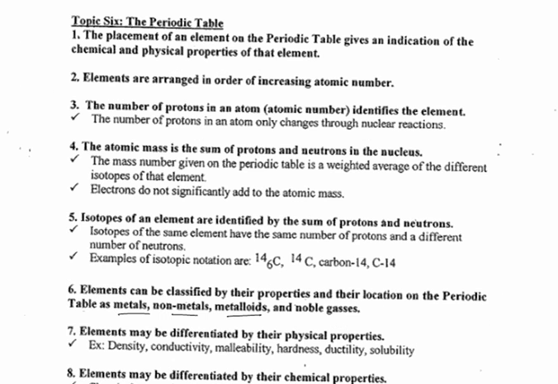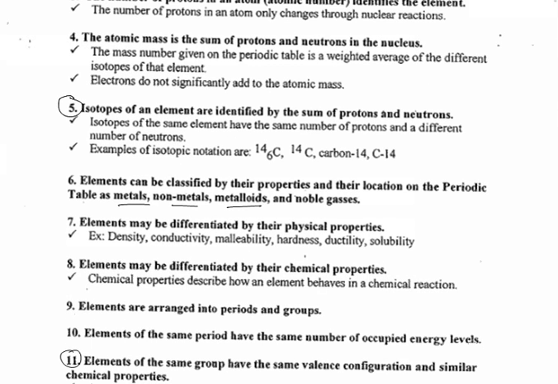Onward to topic 6, the periodic table. Elements are arranged by increasing atomic number, which is the number of protons in the nucleus. The atomic mass, which is the upper number in the symbols, is the protons plus neutrons. Isotopes have the same atomic number, but a different atomic mass.